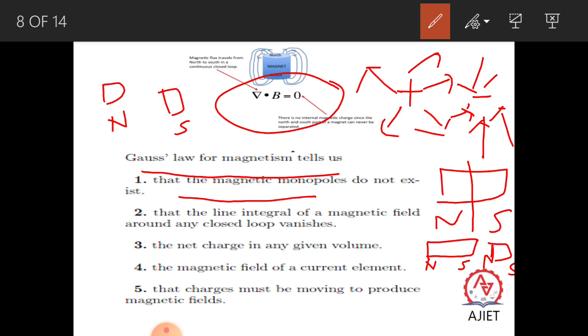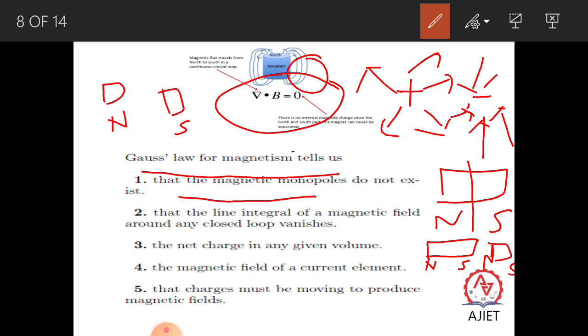Here you can see the number of lines which enter equals the number of lines which leave the surface. Just like water in a pipe: if water is entering from one end of the pipe, water should come out the other end. So the line integral of the magnetic field around any closed loop vanishes.